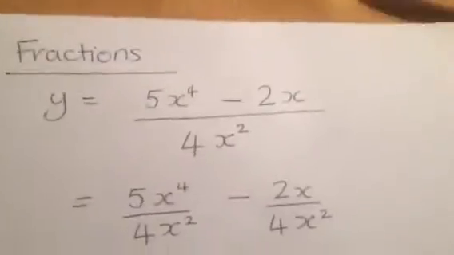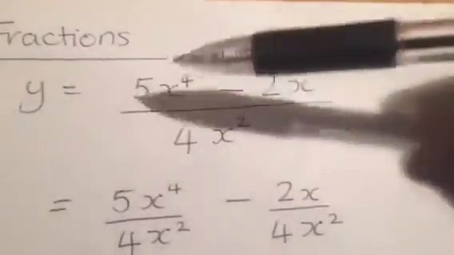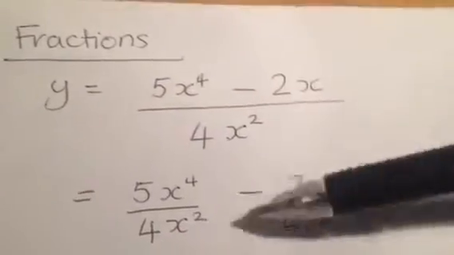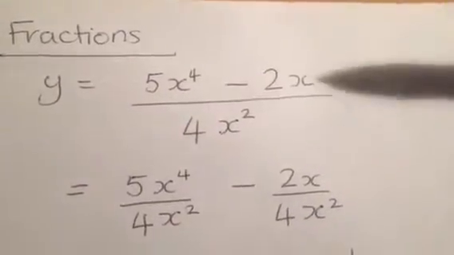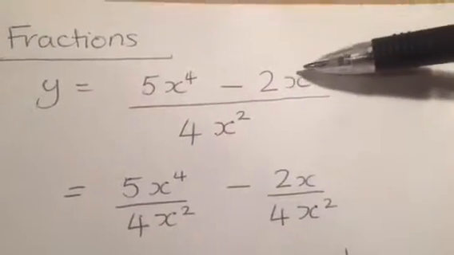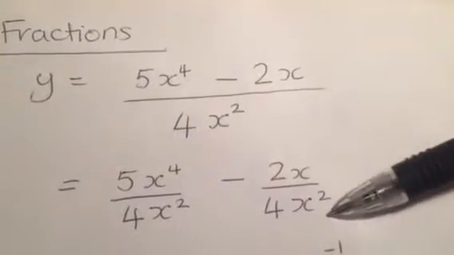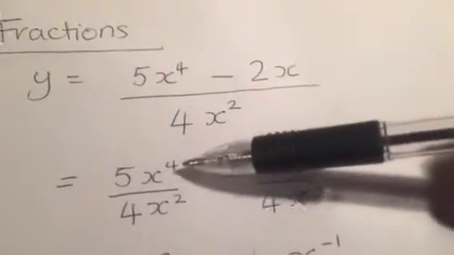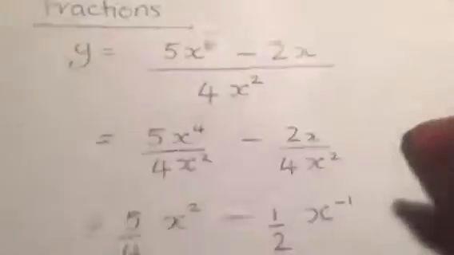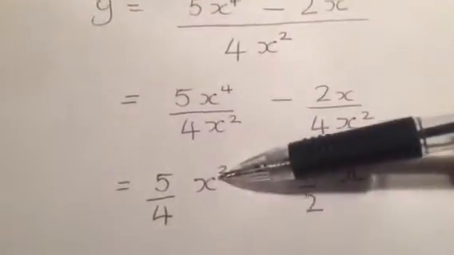Fractions, you'll often get ones that are fractions. Where you've got a fraction over a common denominator, you need to split it into 2 separate fractions. So split up your common denominator. So I've got 5x to the 4 over 4x squared, and minus 2x over 4x squared. Then use your laws of indices to cancel down these powers. So x to the 4 over x squared becomes x squared.